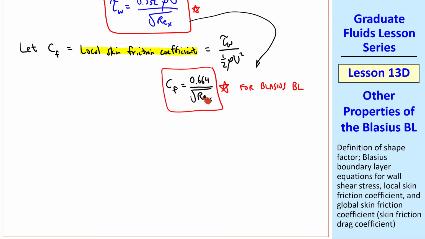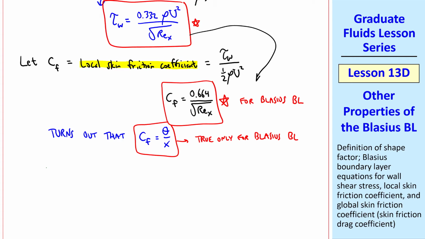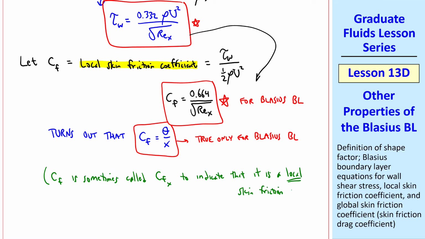You may recognize this right-hand side. It turns out that Cf is the same as theta over x. Again, this is true only for the Blasius boundary layer case. This is not true in general, nor is this. I point out that some authors use Cf sub x to indicate that it's a local skin friction coefficient. In other words, it applies at some x location.